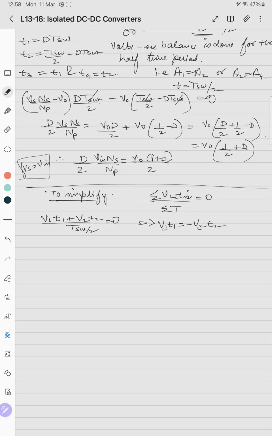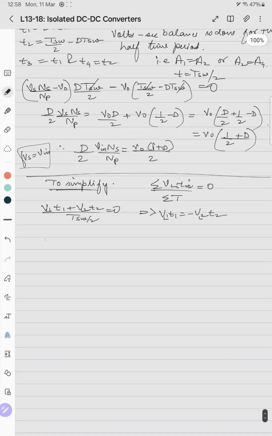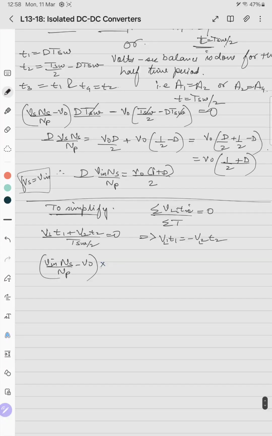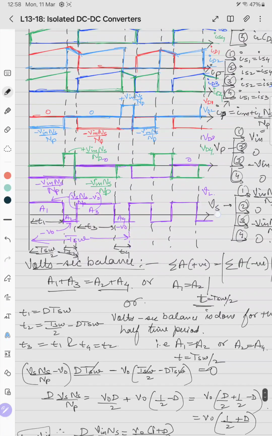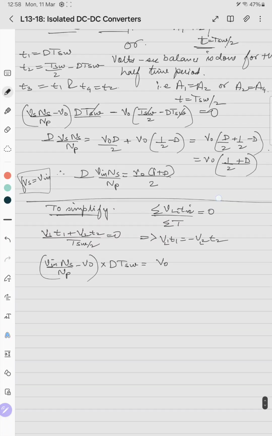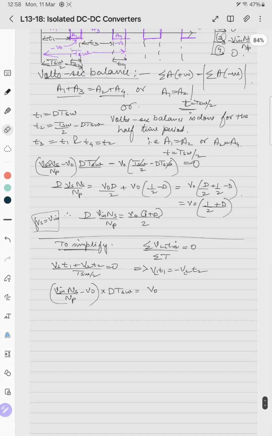VL1, VL2. So in this case VL1 was Vin into Ns by Np minus V0 into T1. T1, what is, it's not T switching by 2. That is a mistake I did. It is not T switching by 2. So it is into T switching equals to V0 into T2. T2 is T switching by 2. Oh, that is a mistake I did. Sorry, I'm very sorry. Here I did some mistake.